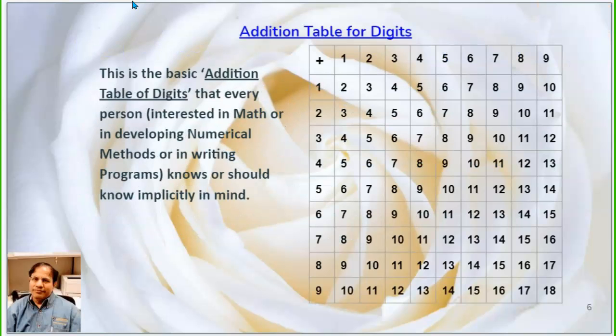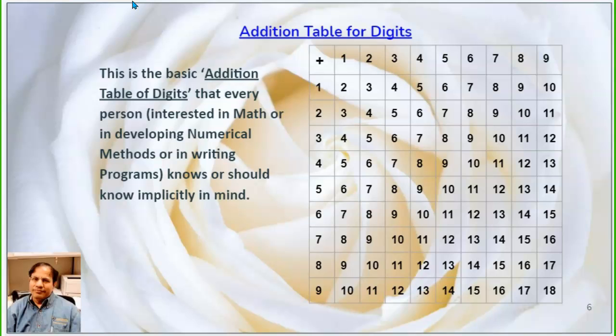Addition table for digits. This is the addition table of digits that everyone interested in math, in developing numerical methods, or in writing programs should know implicitly in mind. For example, row 1 is the digit added to the digits on column 1. So for example, if I say 2 plus 2, then the result is 4. You can draw a line on the third row under 2 and the third column under 2, and wherever it meets you see the result as 4.